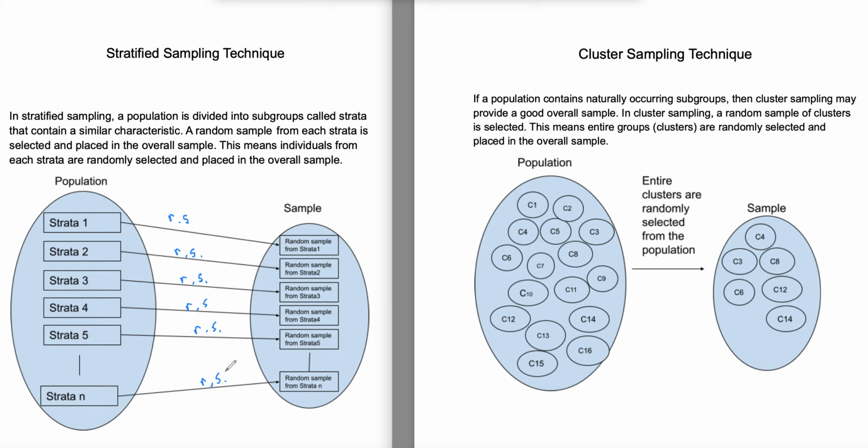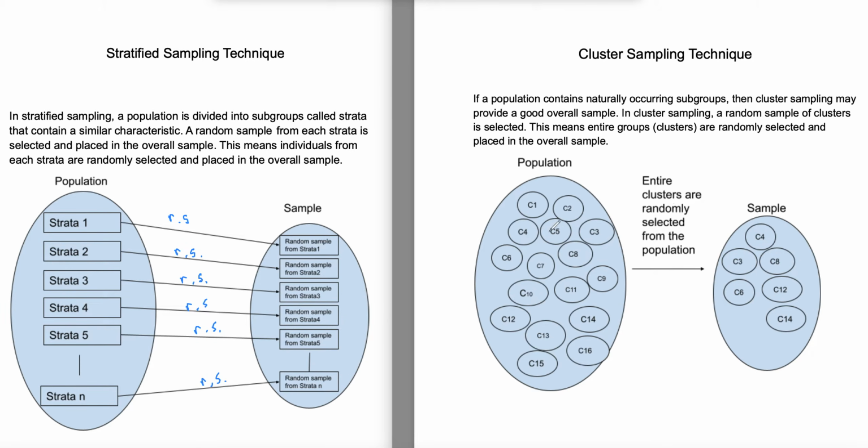Now let's take a look at cluster sampling. If a population contains naturally occurring subgroups, then cluster sampling may provide a good overall sample. In cluster sampling, a random sample of clusters is selected. This means entire groups are randomly selected and placed in the overall sample.